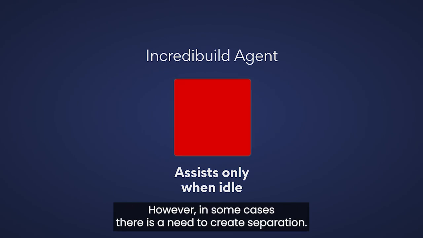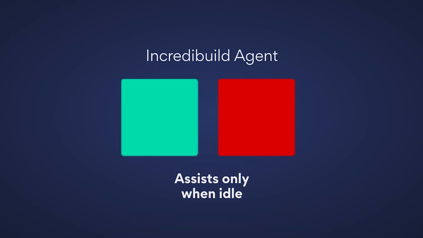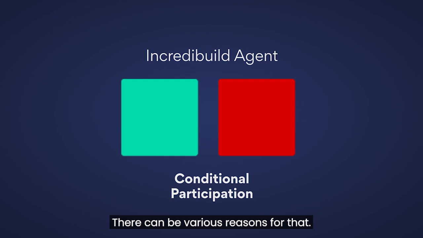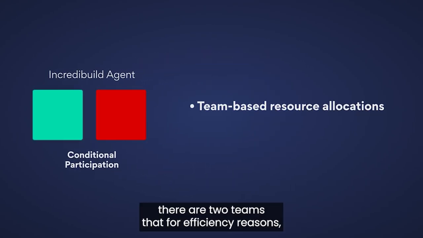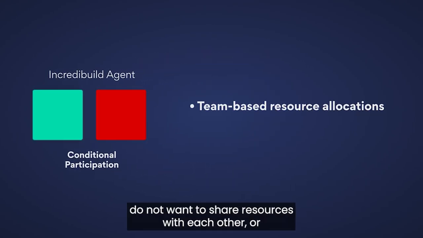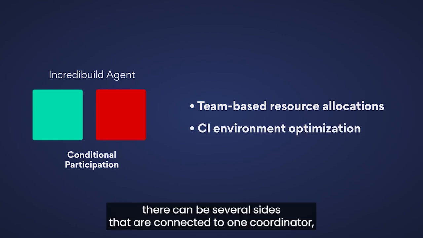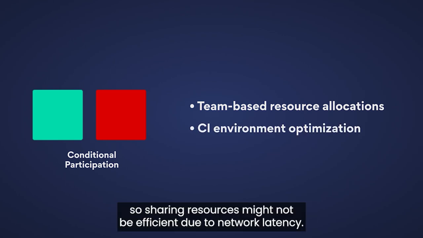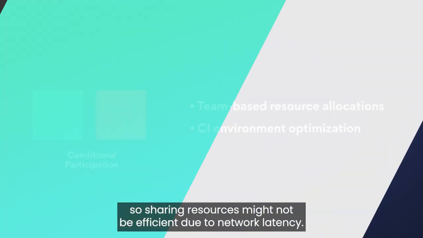However, in some cases, there is a need to create separation. There can be various reasons for that. For example, there are two teams that for efficiency reasons do not want to share resources with each other. Or there can be several sites that are connected to one coordinator, so sharing resources might not be efficient due to network latency.